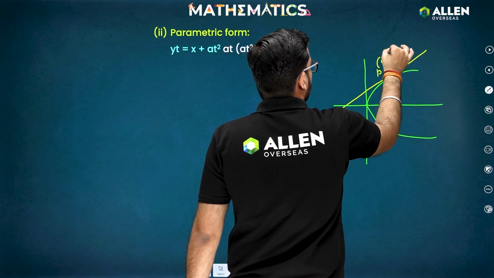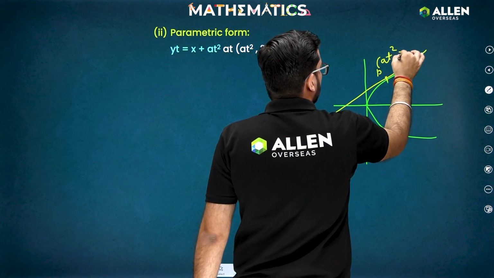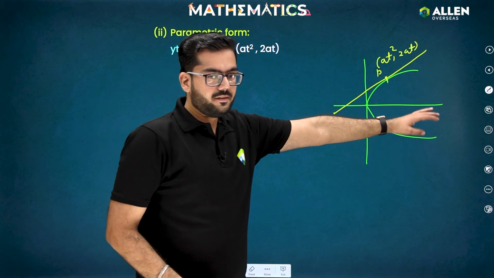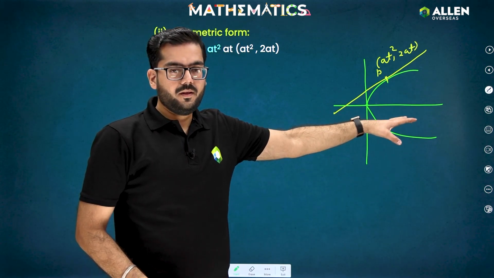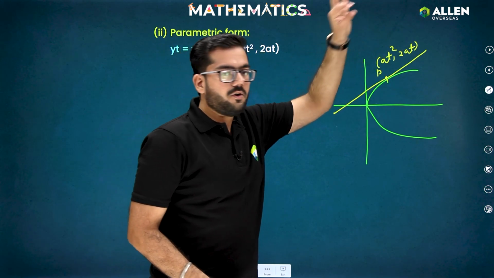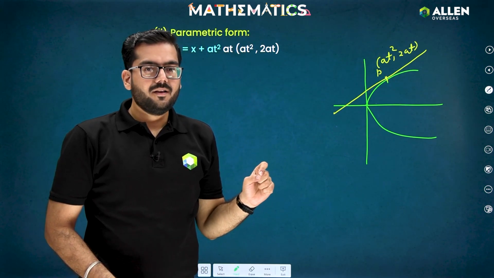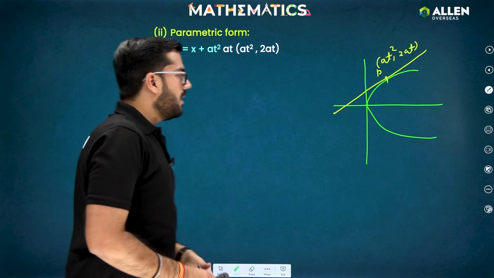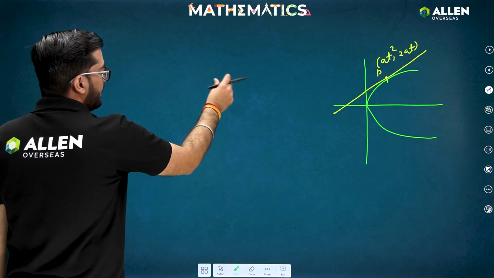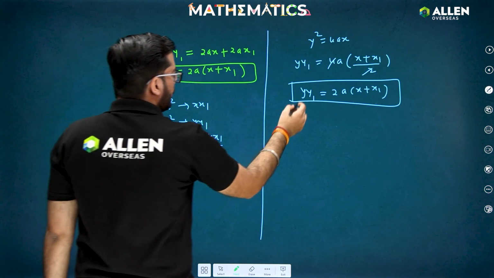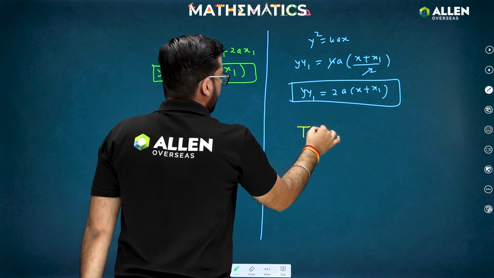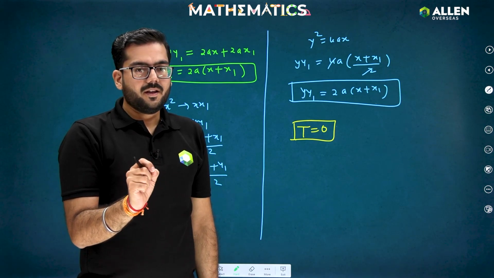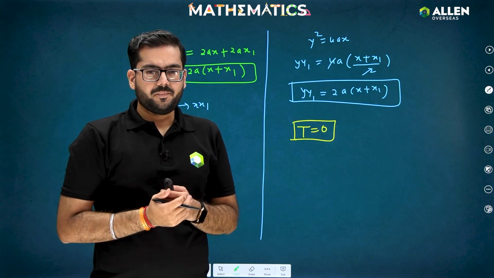Now I am going to take, in place of x1, y1, at square comma 2at as the point of contact for this parabola. Still you have the same parabola, y square is equal to 4ax, that I am going to consider here. Now the only change is at square, 2at, but still we need to do our work. That is what? Simple. I will use my transformation which I did in my previous one. Here I did T is equal to 0. T is equal to 0 is what? Equation of a tangent, right? And T basically stands for the transformation.